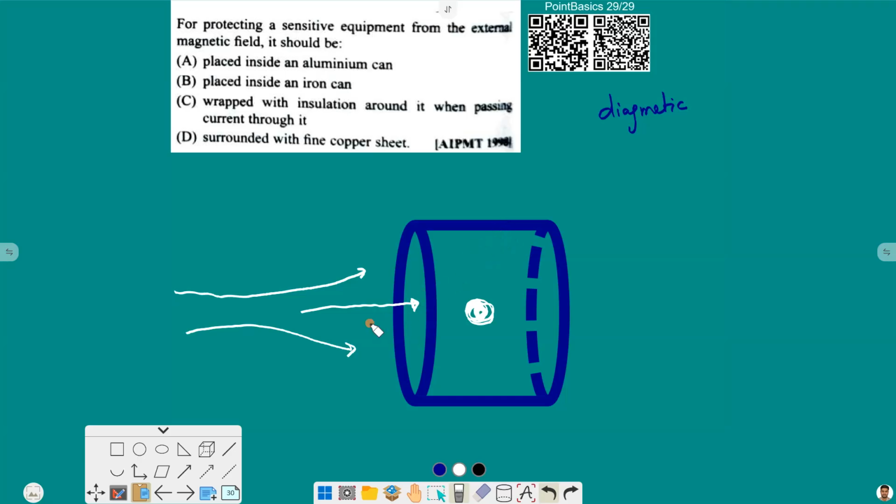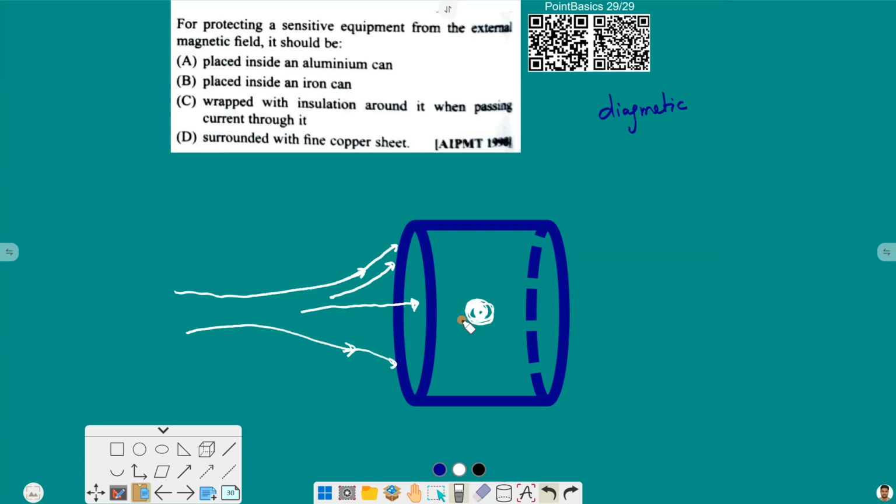So what happens here is that all the magnetic field enters through the highly magnetic material and only a very small amount of field is able to pass through the empty space. So that's how the magnetic field is getting confined through this highly magnetic material only, and in the remaining space there is very small amount of magnetic field left. So that's how we protect the sensitive instrument from the magnetic field.